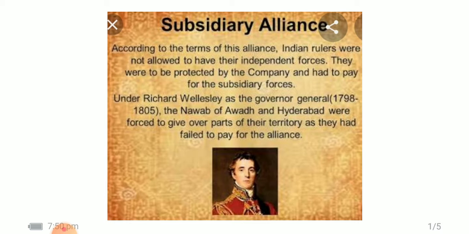Subsidiary Alliance was basically a treaty between the British East India Company and the Indian princely states, by virtue of which the Indian kingdoms lost their sovereignty to the English. It was also a process that led to the building up of the British Empire in India. According to the terms of this alliance, Indian rulers were not allowed to have their independent forces. They were to be protected by the company and had to pay for the subsidiary forces.